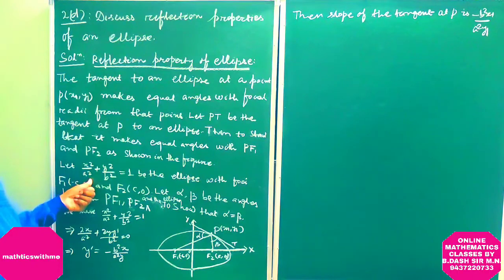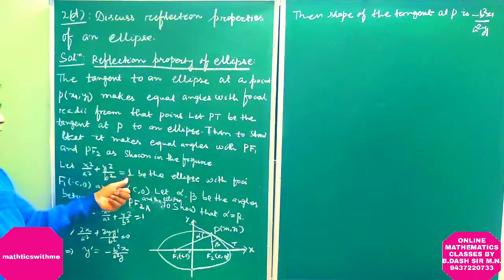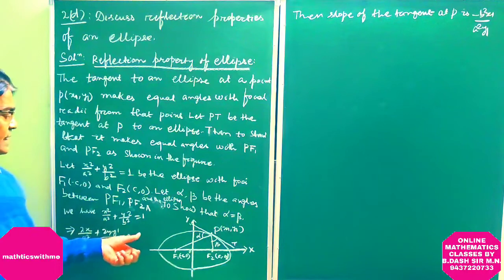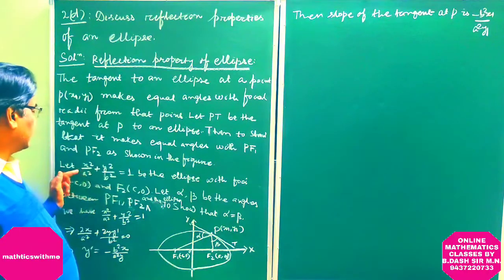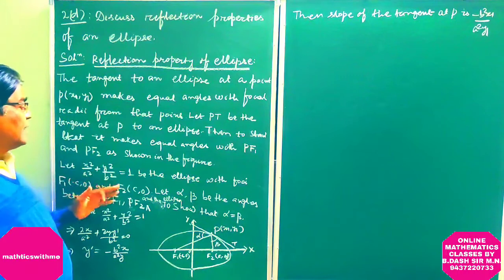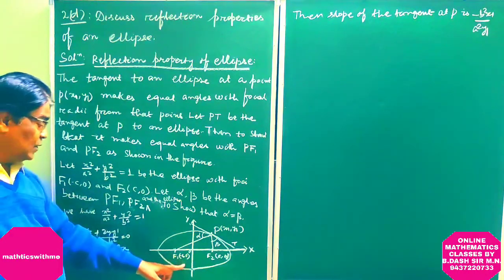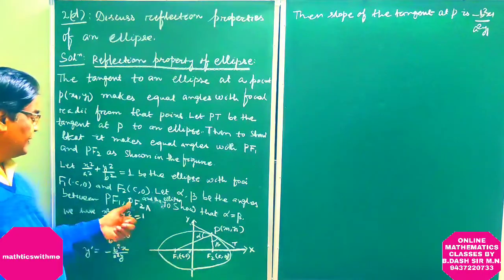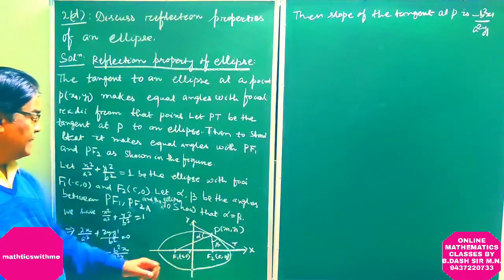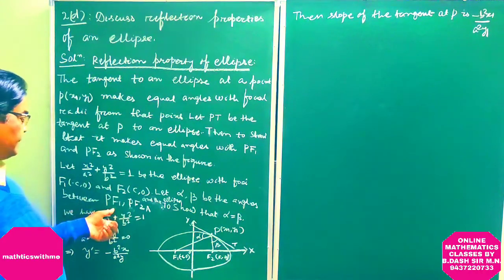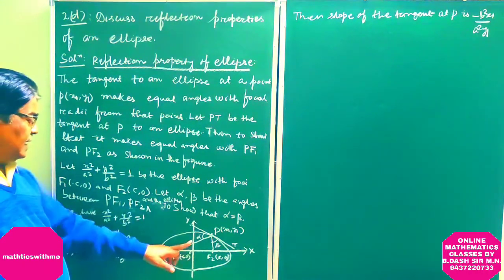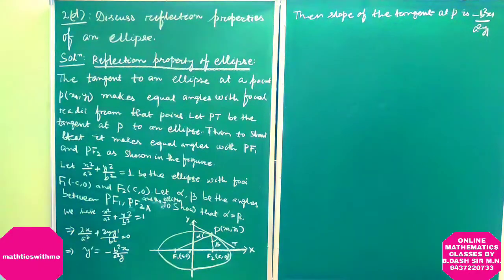Let x square by a square plus y square by b square is equal to 1 be the ellipse. That means we are taking the equation of the ellipse as x square by a square plus y square by b square is equal to 1, with F1 of minus c, 0 and F2 of c, 0. Let alpha and beta be the angles between PF1 and PF2 and the tangent to the ellipse. This is alpha and beta. Now to show that alpha is equal to beta, we have x square by a square plus y square by b square is equal to 1.